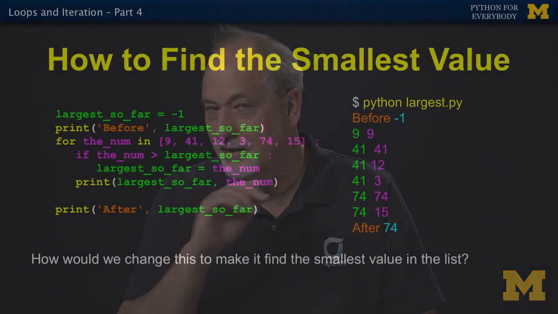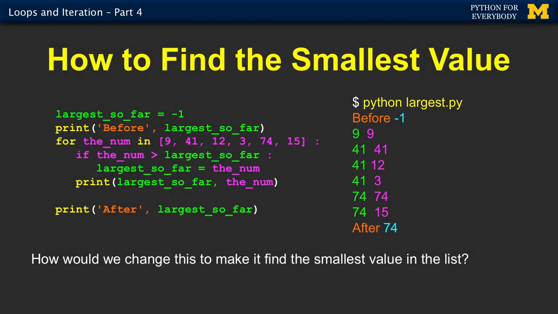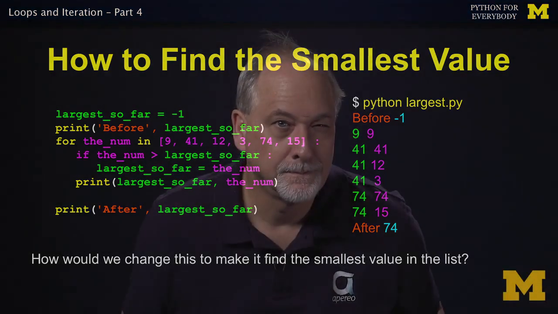So the question is, what would we change to make this search for the smallest value in the list? Now you can look. Humans are good at this. Like, hey, what's the smallest value? It's 3. Yeah, of course, you know that. No, we've got to think like a computer. How are we going to find the smallest value in the list? What would we change here? What are some of the things you might change?